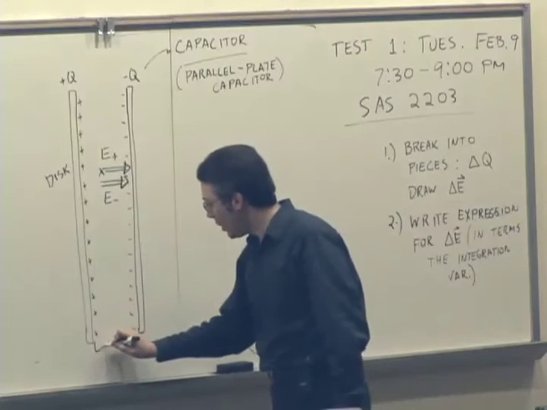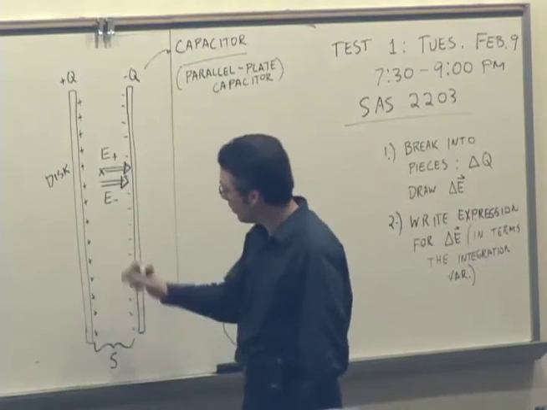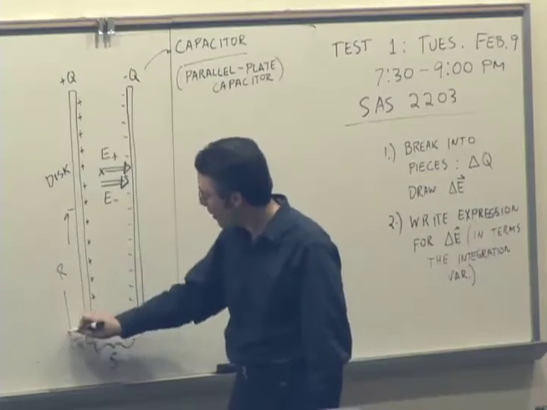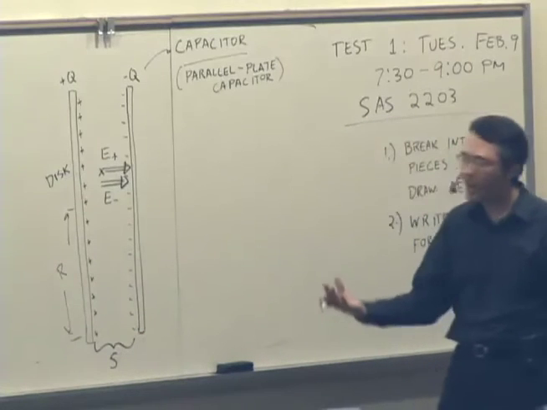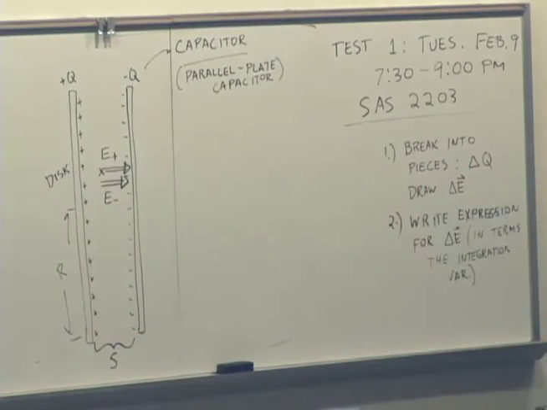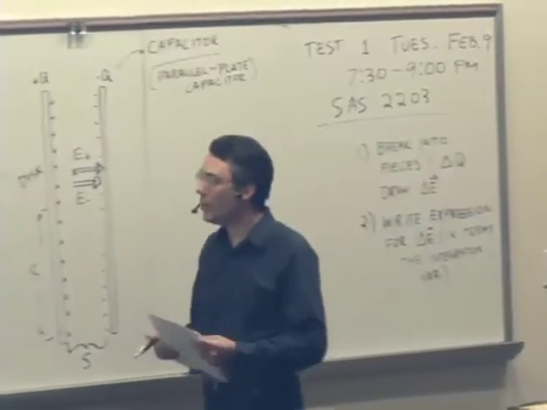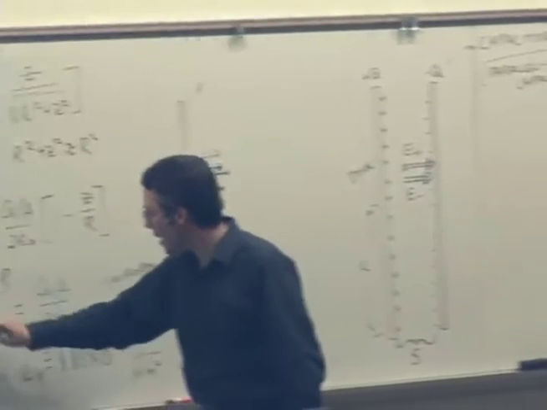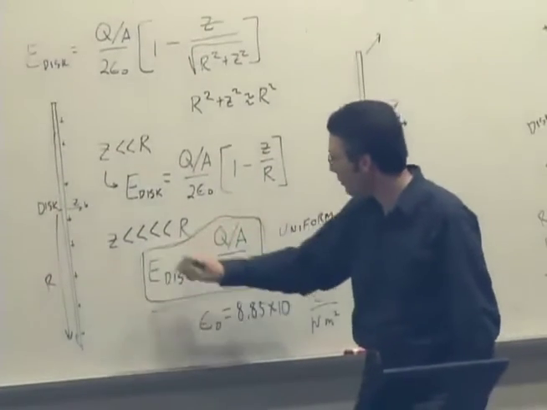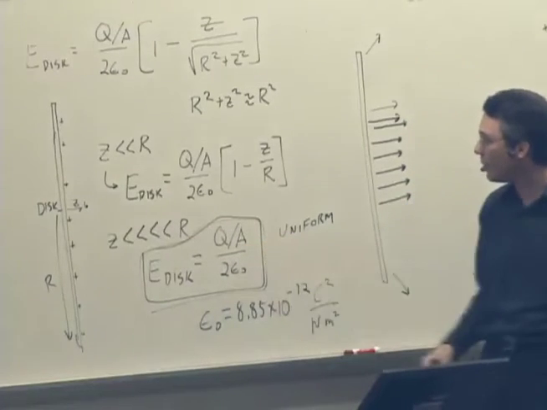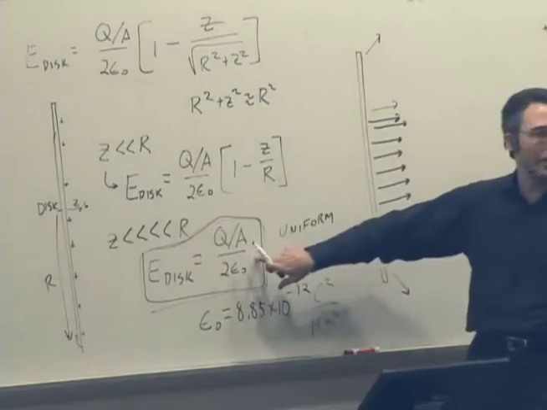If this distance, we'll call this distance S, which is just the gap in between the two plates, is small compared to the radius of the disk, we're not too far away from either plate, how do the magnitudes compare? They should be equal, right? They should be equal because if we're very close to the disk, we should be able to use this formula as our approximation. The magnitude of the electric field of a disk is Q divided by the area over 2 epsilon 0. There's no dependence on the distance, okay?